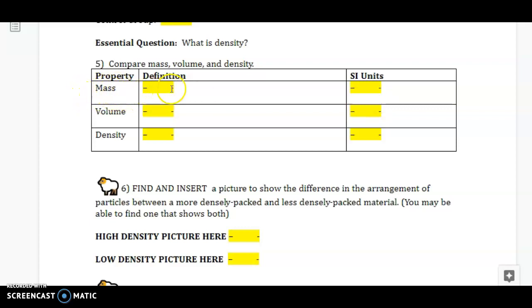Mass, that is the amount of matter in an object. SI units would be kilograms. Volume, the amount of space an object takes up. Look up the SI units. I'm telling you that one.